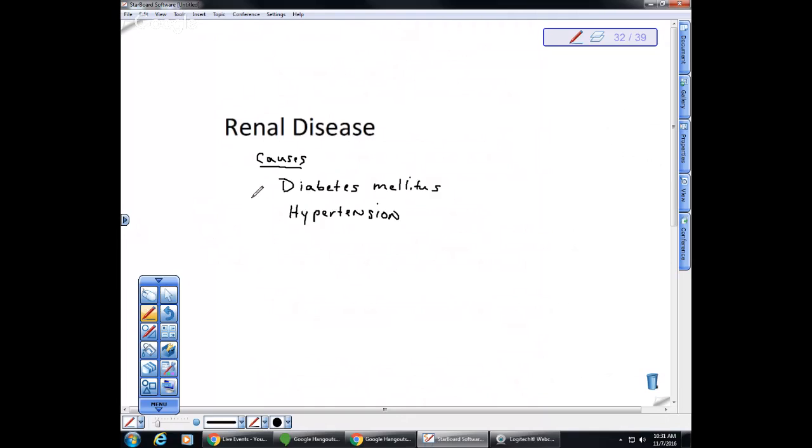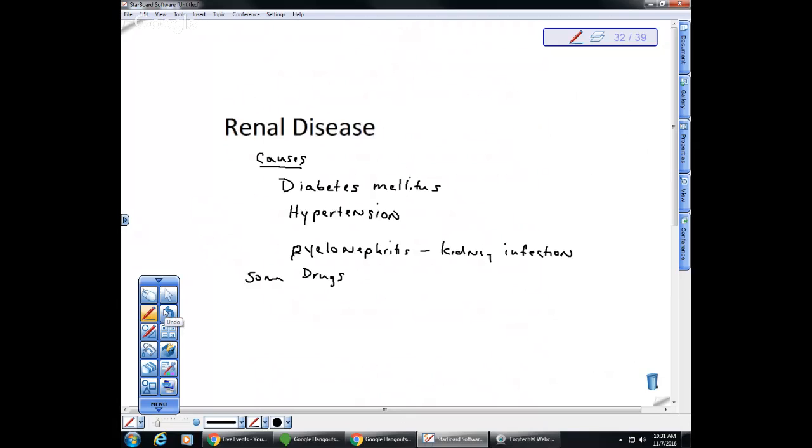You can also get infections, and there is a word for this, which is called pyelonephritis. So this is a kidney infection. Pyelonephritis. And we'll talk about how kidney infections can happen in a little bit. They can be caused by urinary tract infections that get up into the kidney. And then we can also have some drugs. So some drugs can also affect the functioning of the kidney.